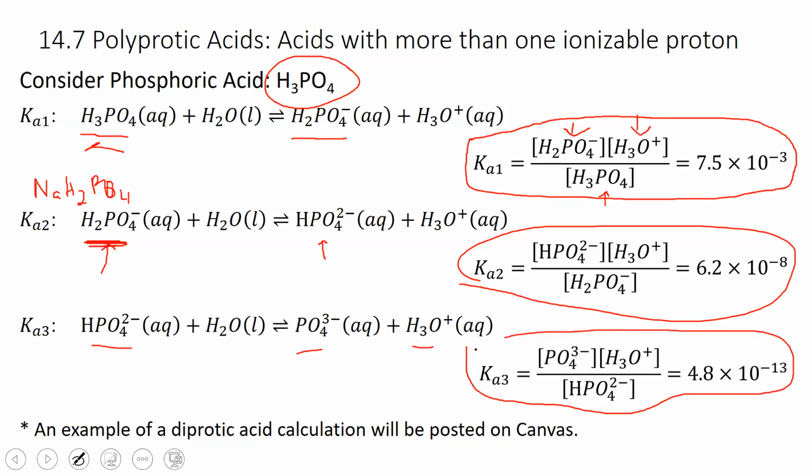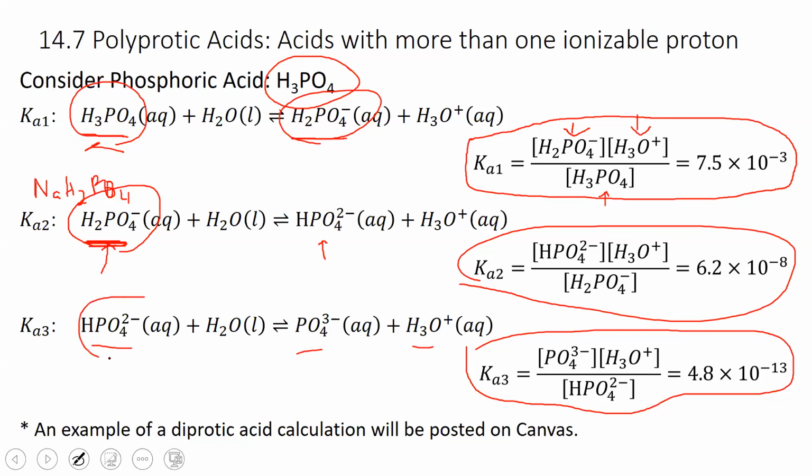Now, all three of these equilibria are taking place at any given time in a solution of phosphoric acid or dihydrogen phosphate or hydrogen phosphate or just phosphate. But the main component is going to be whatever you really start with. So if you start with phosphoric acid, since it's a weak acid, it's mostly going to stay as phosphoric acid. If you start with dihydrogen phosphate, since it's a weak acid but also a weak base, most of it is going to stay as dihydrogen phosphate.